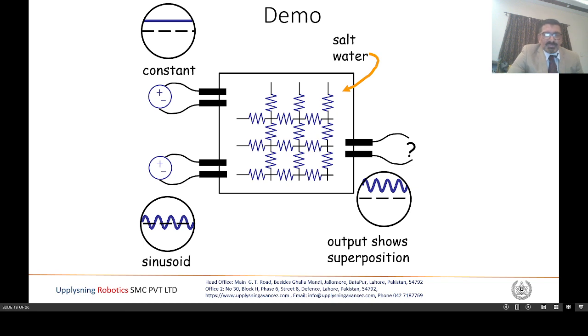This is a demo which we talk about. On the left side you can see one constant voltage, shown as one DC line, and the other is a sinusoidal. So what will be the output? The output for a superposition and linear circuit will be sinusoidal plus DC, because that is what we call superposition. So it will have the same thing: the input is DC and sinusoidal, the output will be DC and sinusoidal. It will not become non-sinusoidal because it is a linear equation.